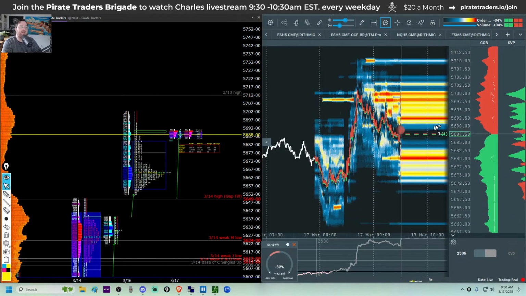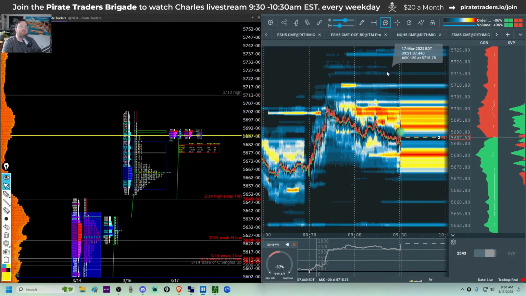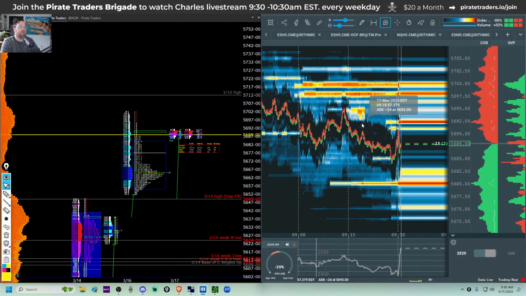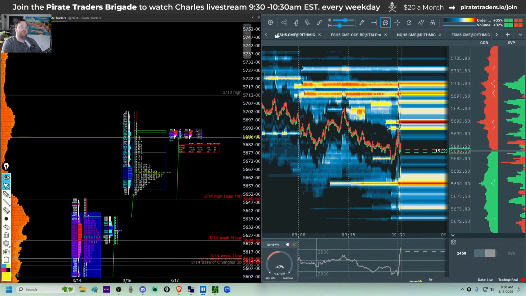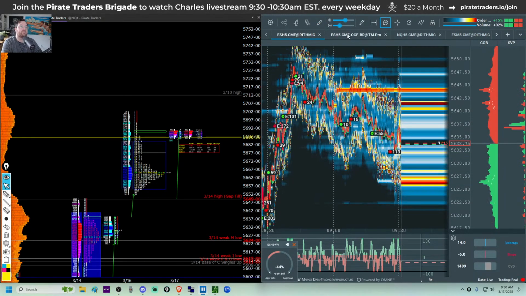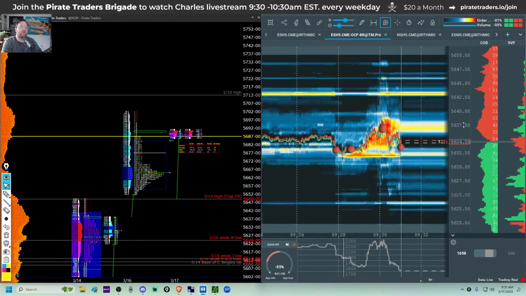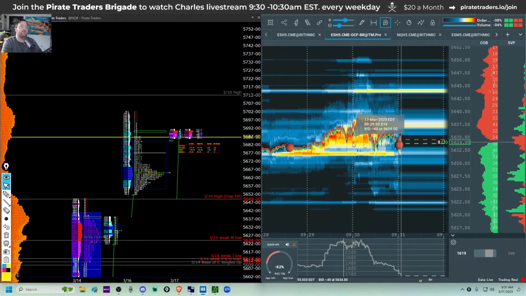You will also see me kind of dancing back and forth between the two contracts on my Bookmap. That is just because I'm trying to figure out which one I should be watching, which is giving me better information based on liquidity. There's way less liquidity showing up right now in the old contract.